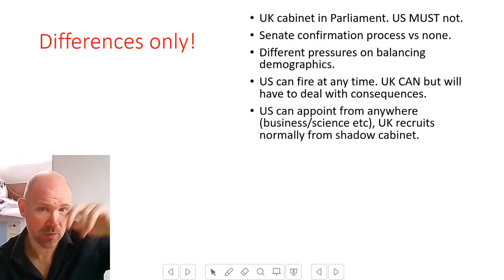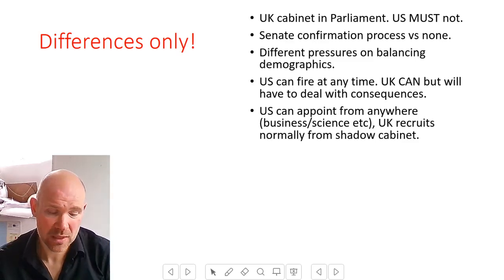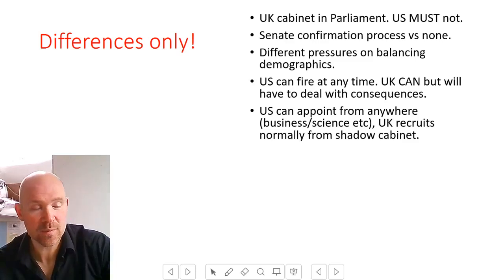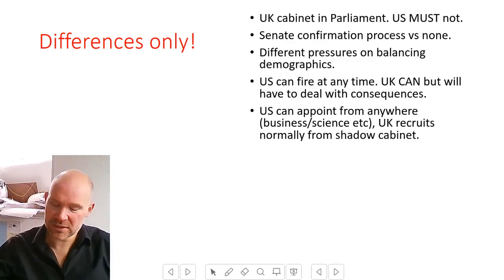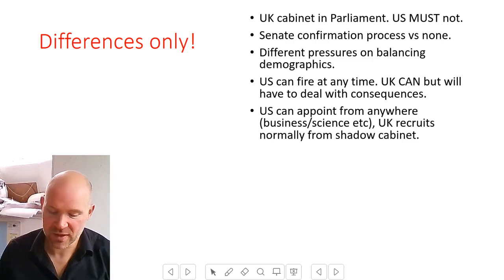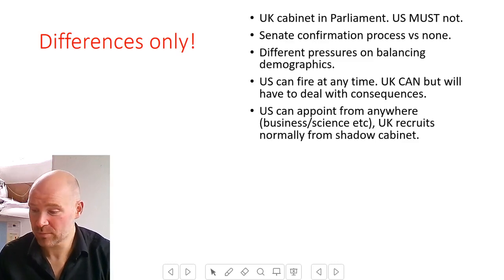Linking to the first point, the US can appoint from anywhere: business, science, expertise, whereas the UK normally recruits exclusively from the shadow cabinet, if they're coming into government, and certainly from their own party. So the field is narrower, and this also may affect the expertise that is brought to a particular job. I'm reading John Bercow's autobiography at the moment, and he gets pushed into departments that he has no interest in at all, and yet he ends up being the representative for it.